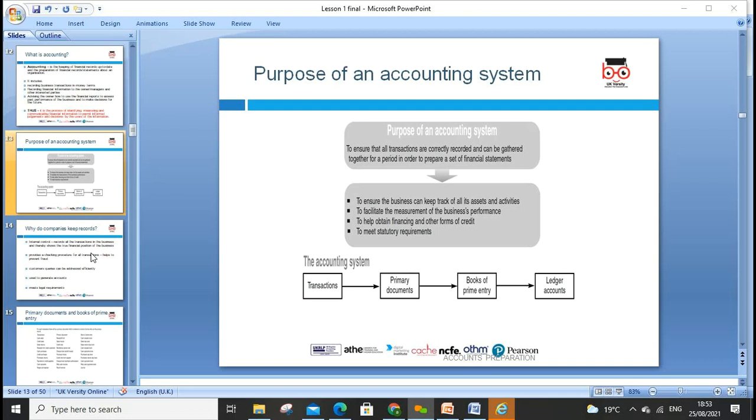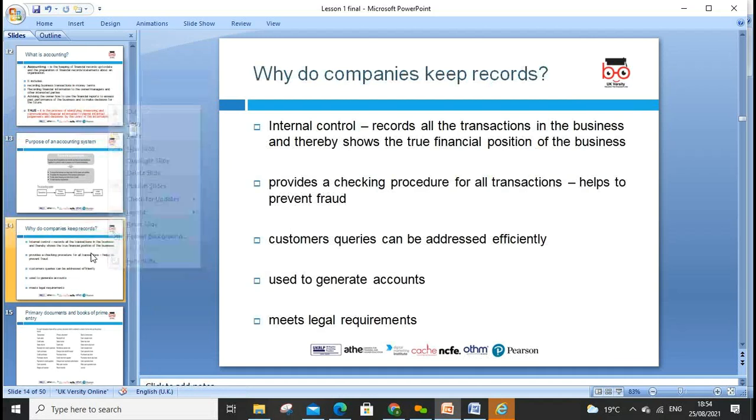So when we deal with the transaction, the purpose of the accounting system is to ensure the transaction is recorded correctly, gather information, and then on the basis of this we make the accounts. So first transaction, then we have a primary document, when we have sales invoices, purchase orders. These are the primary documents, and the books of prime entry and the ledgers, which we will go through and discuss in detail.